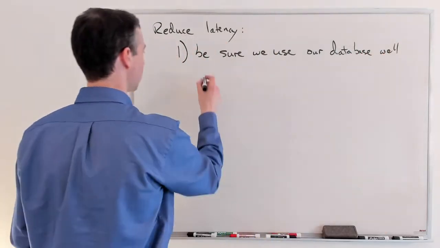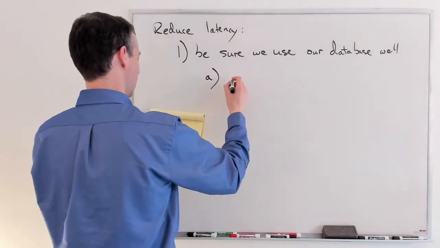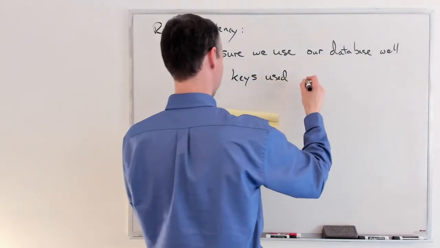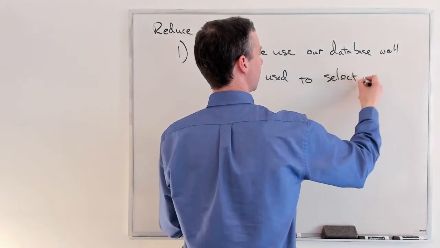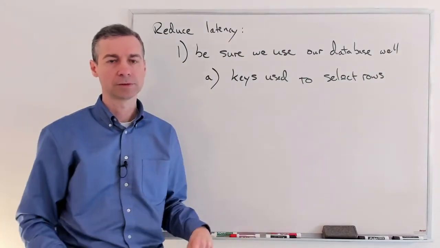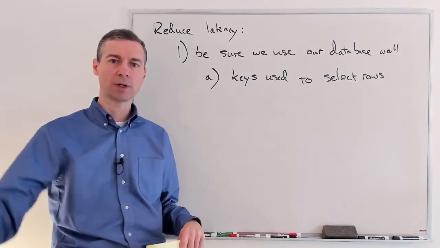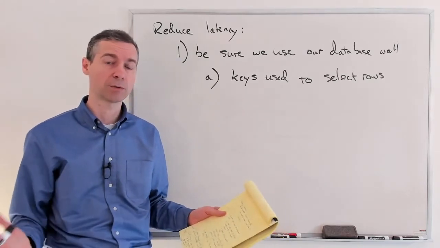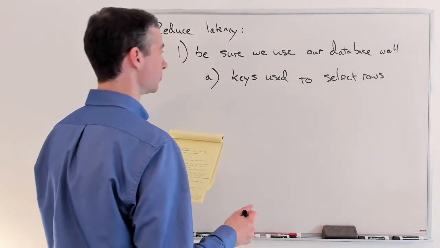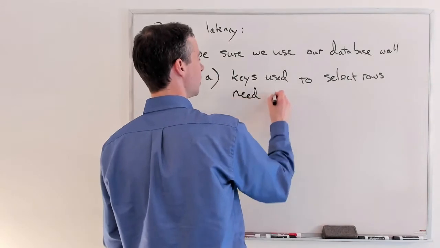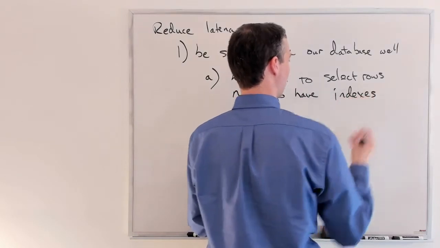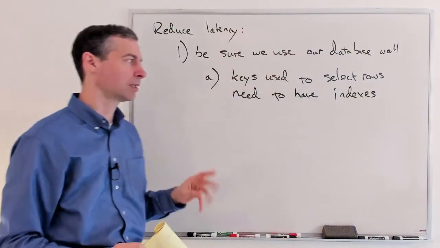So what do we need to do for that? The really big thing that we need is keys used to select rows in the database table. So let's say we've got a users table, and we want to select a user based upon their email address. Basically, whatever our where clauses are, these keys need to have indexes. Now, you might say they need to have indices, but I don't like that. I like to say indexes.